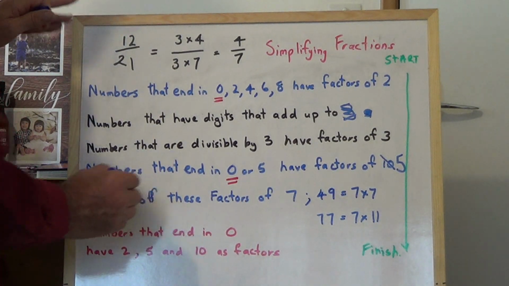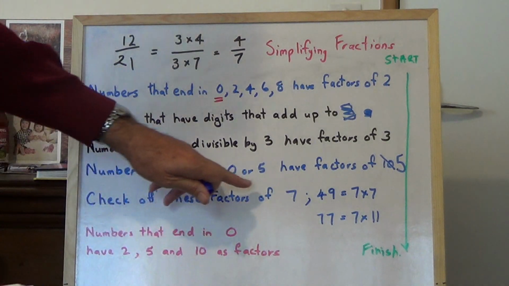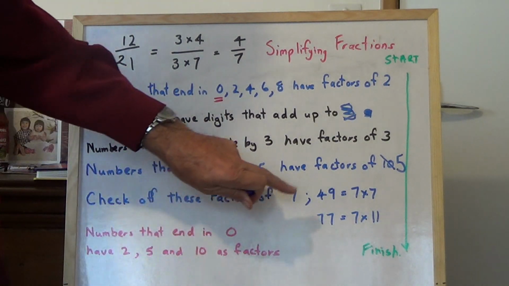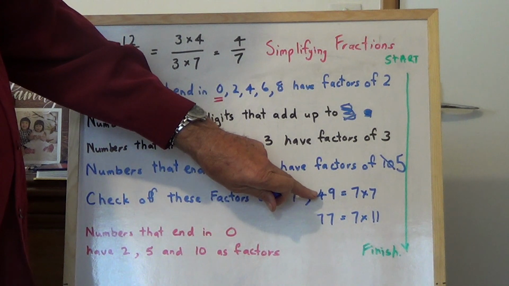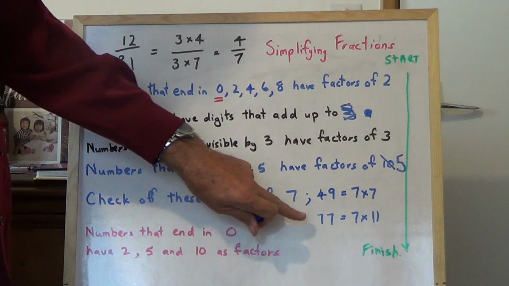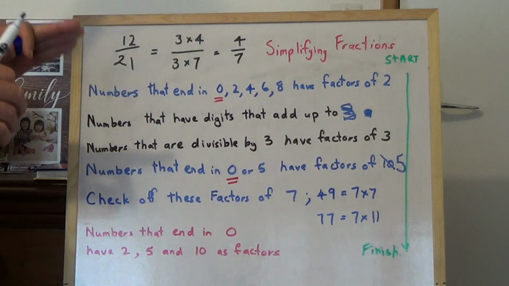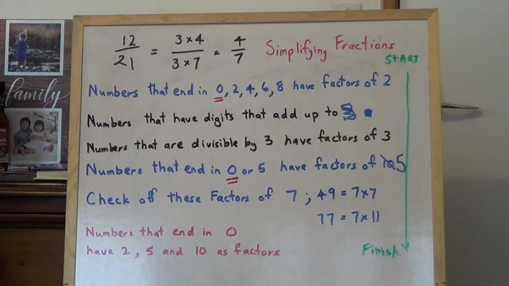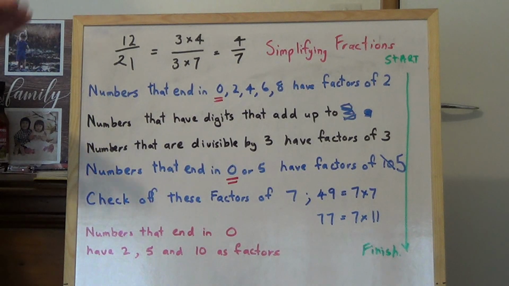Now you need to check off the factors of 7, and there's only 2 you need to check on. That's 49, which is 7 times 7, and 77, which is 7 times 11. That's for 2-digit numbers. So look, I'll just run through this whole thing again. Must make sure we get it all straight, because I made some mistakes.